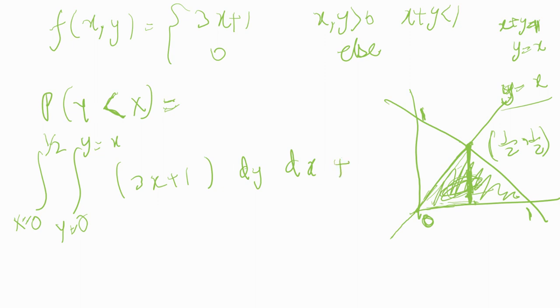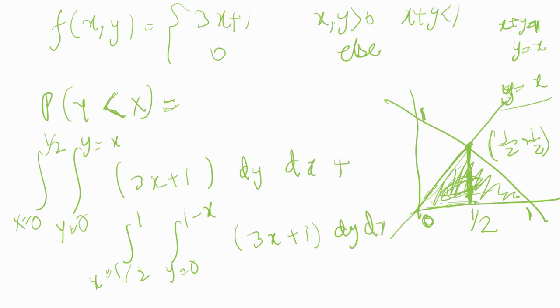Now the second region, we have x from 1 by 2 to 1, and then y is firstly 0, and then next is y is 1 minus x, 3x plus 1 dy dx. Any confusion in this?